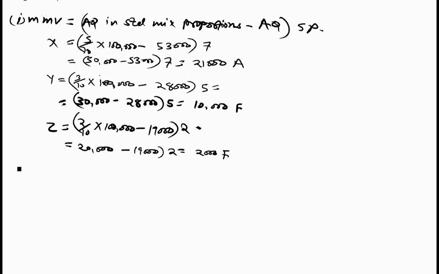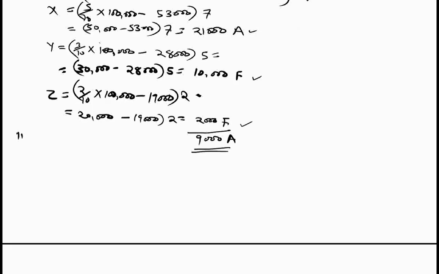Now sometimes the question may desire you to get the total, so you'll add up all the variances for material mix. So negative 21 plus 10 plus 2 gives us negative 9. So the answer is negative 9, or rather 9,000 adverse. Next, let's do material yield variance.